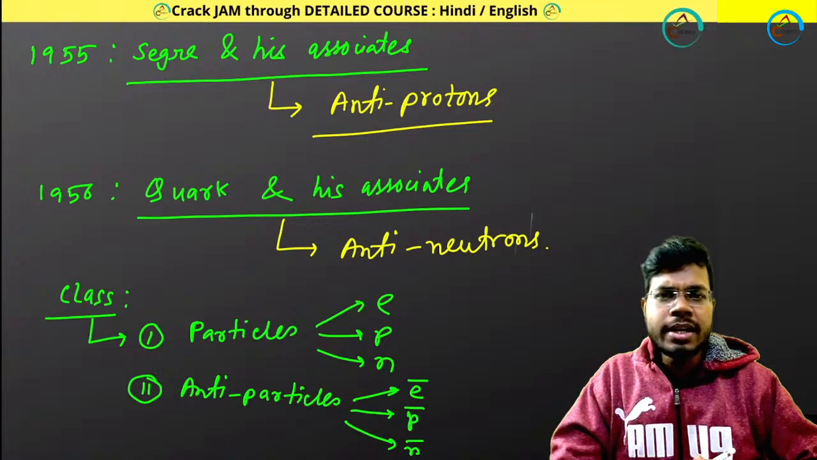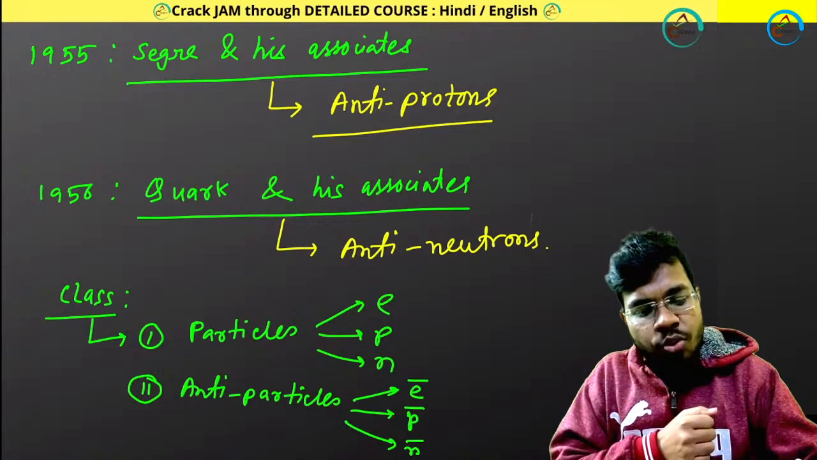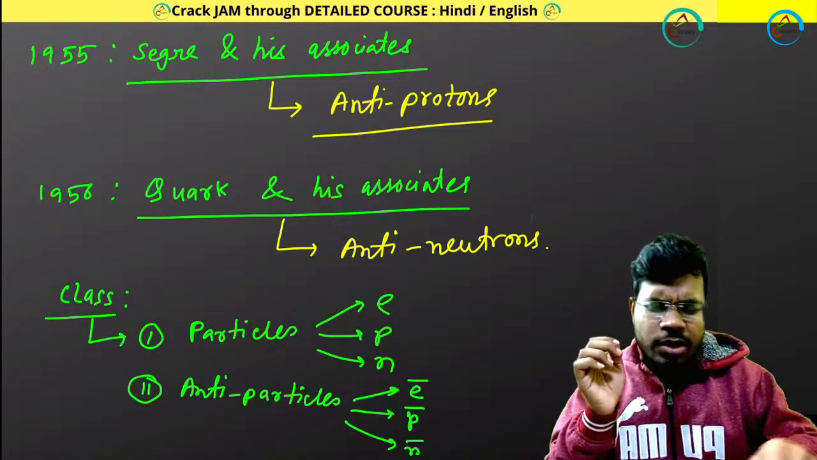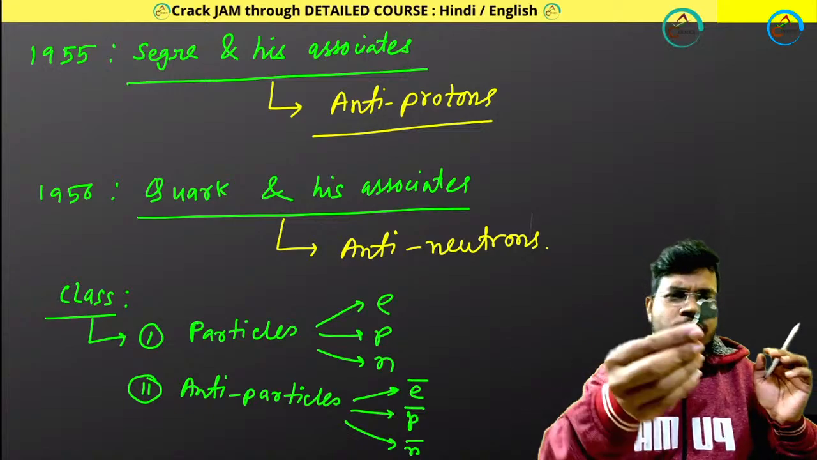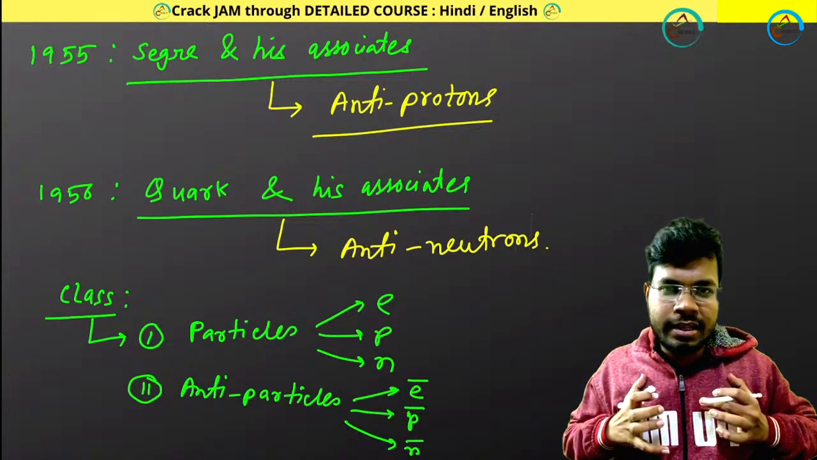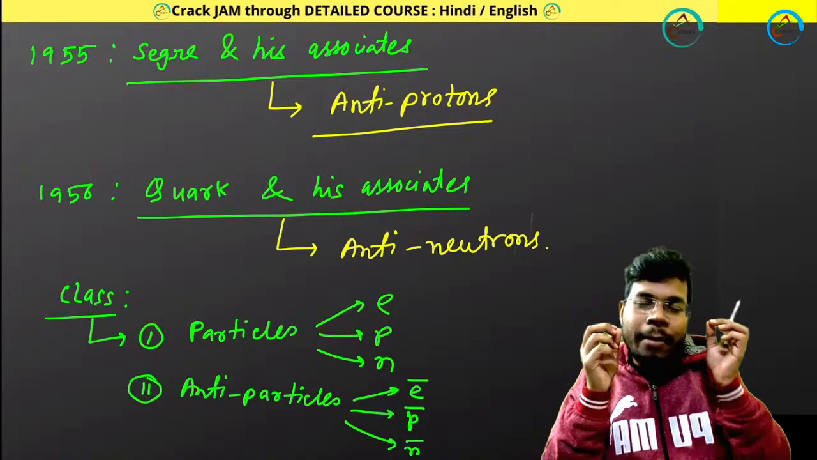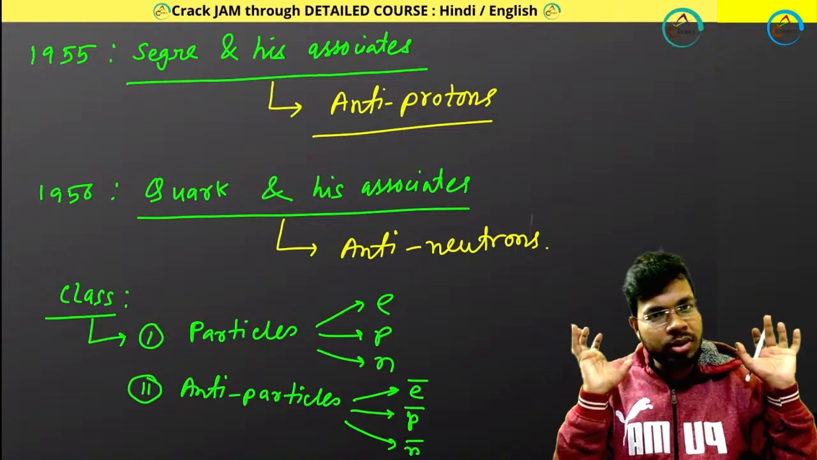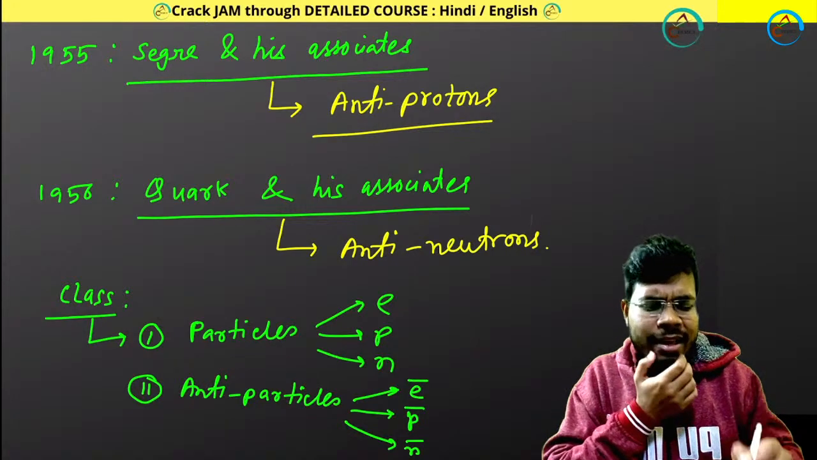Okay, so now the question arises: what happens when this particle and antiparticle come into contact? Or I can ask you, whatever you can see around you, what are these? Are all of these objects, even you, made of particles or antiparticles? Actually, all these are made of particles. There is no existence of antiparticles around you. So if there are no antiparticles around you, how can I say that antiparticles exist?